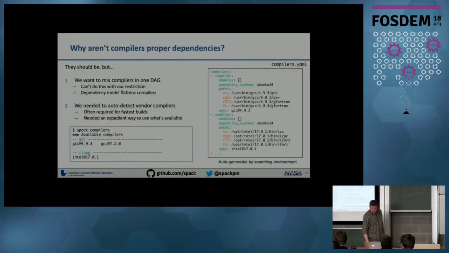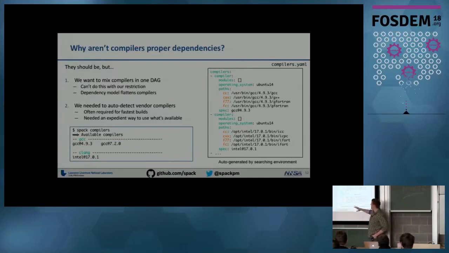All right, so why aren't compilers proper dependencies in Spack right now? Well, it's mostly for expedience. We wanted to mix compilers in one DAG because we wanted to play around with lots of different types of compilers, and we can't do that with our restriction of one instance of each package per DAG.